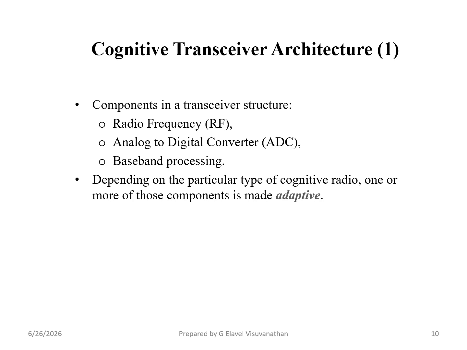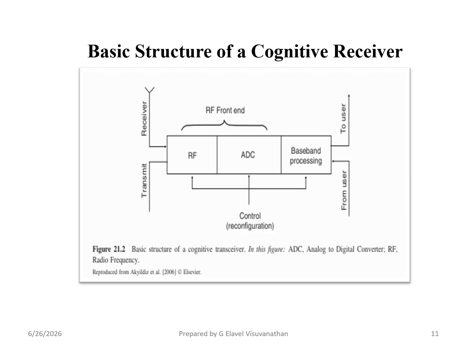So the cognitive radio architecture consists of a radio frequency stage, an analog to digital converter, and baseband processing. This is a cognitive radio receiver. As in the previous slide, it consists of three parts. The first one is RF, radio frequency. The second one is the ADC, analog to digital converter, and the third one is baseband processing.